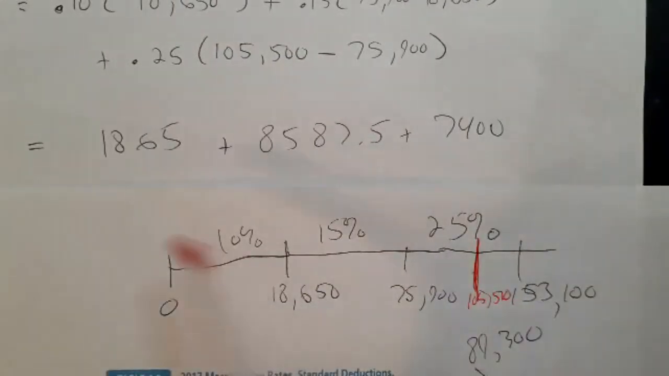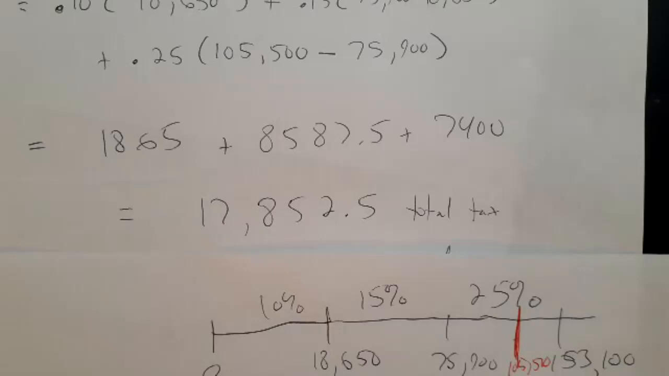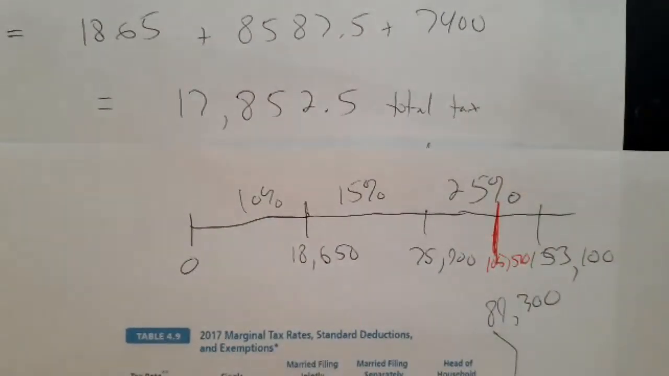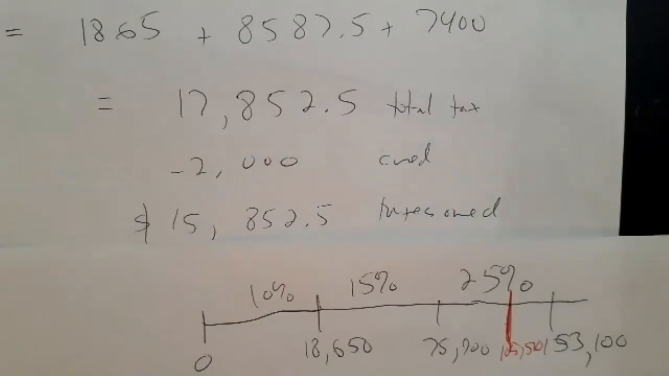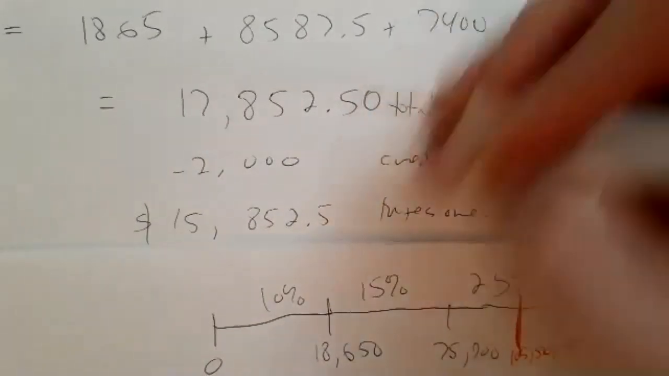This is the tax amount from the first bracket. That's the amount we got from the second bracket. We add up all our brackets, and that should give us our total tax. And so we have our total tax. The only other thing we have to do is consider tax credits. If we do the $2,000 tax credit, we take it off. It's going to bring that down to $15,852.50. I really should put another zero in there because we're talking about money.